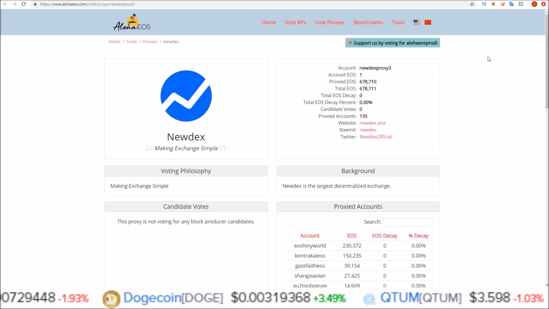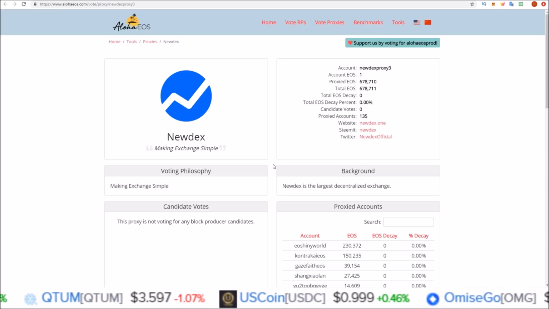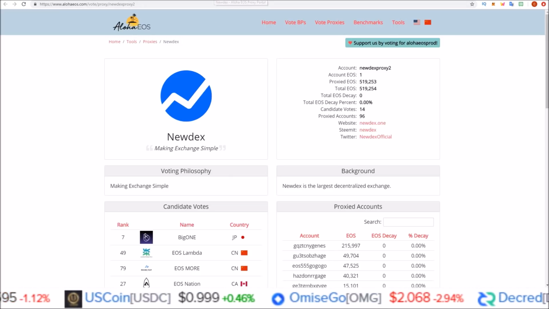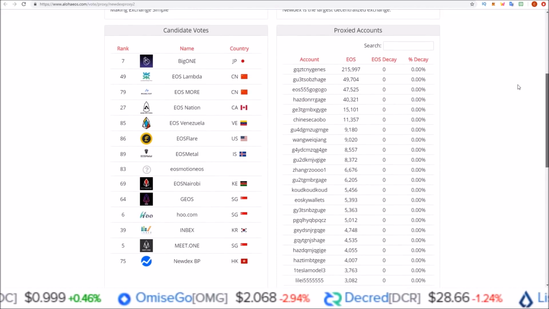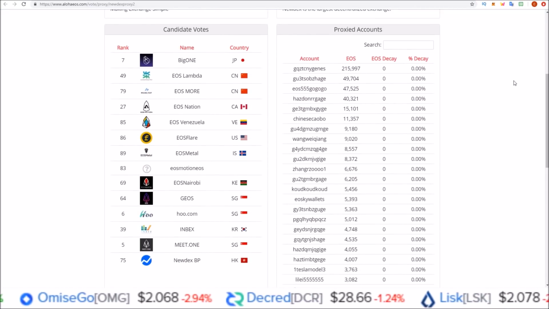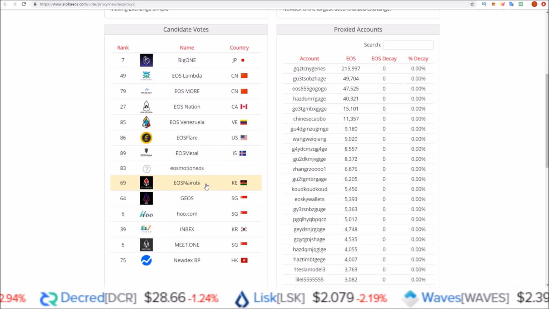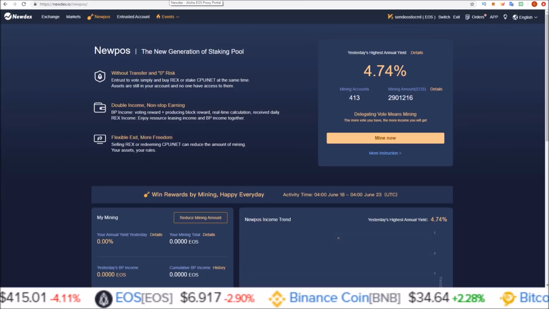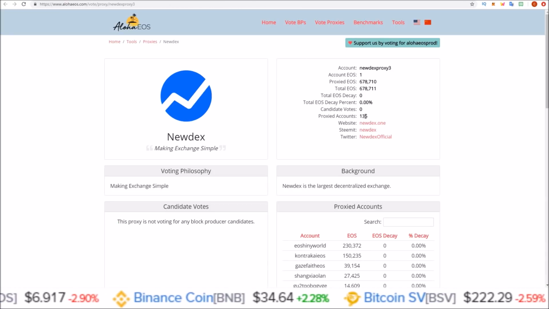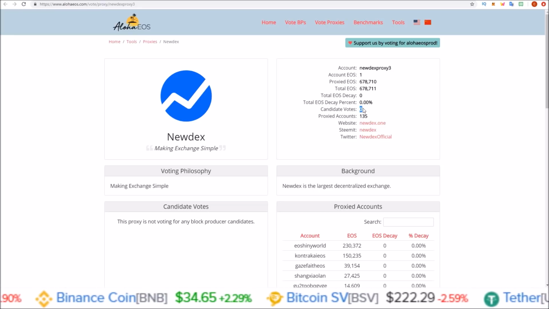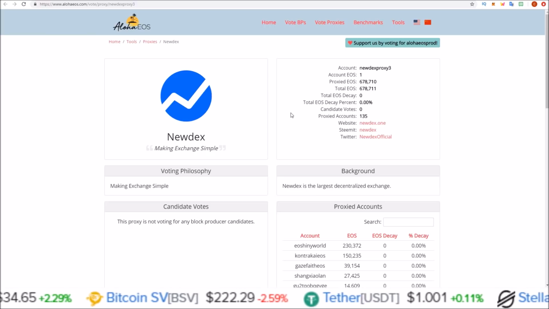Is this vote buying going on? And if it is, is it just Newdex buying votes to pump up their BP and then sprinkling in some random BPs in there as well to kind of disguise what's going on? Or are some of these block producers also in on the gig and paying Newdex for these votes? This is definitely something I'm going to keep an eye on, especially what happens with these proxy accounts that have no votes at the moment. What block producers are going to be added there?